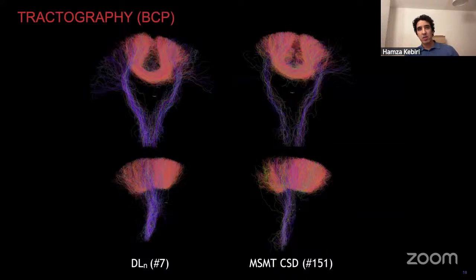So typically after computing FODs, you perform tractography. Basically you try to link all these FODs with a tractogram, and you get these kinds of white matter fibers. And we can see that actually the results are also quite good with the deep learning method.